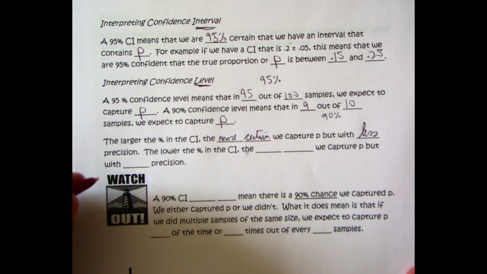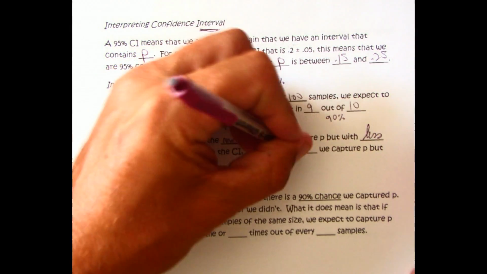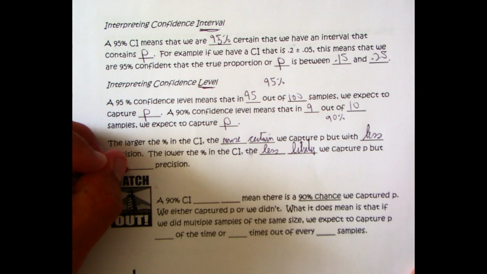Okay, the lower the percent in the confidence interval, the less likely we capture P, but with more precision. So we got a narrower interval. Okay, so we've narrowed down where the interval is, where we've captured P, so we've tried to be more precise about it, but now we're less certain. Okay, so we trade certainty for precision.